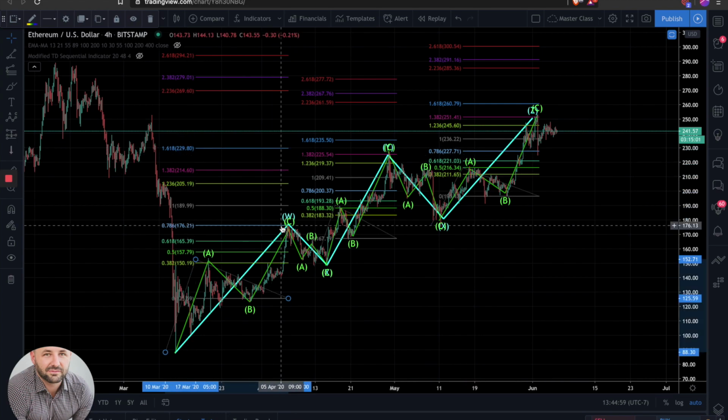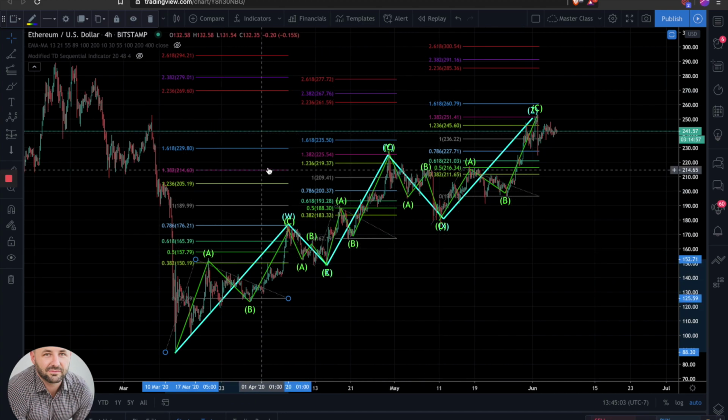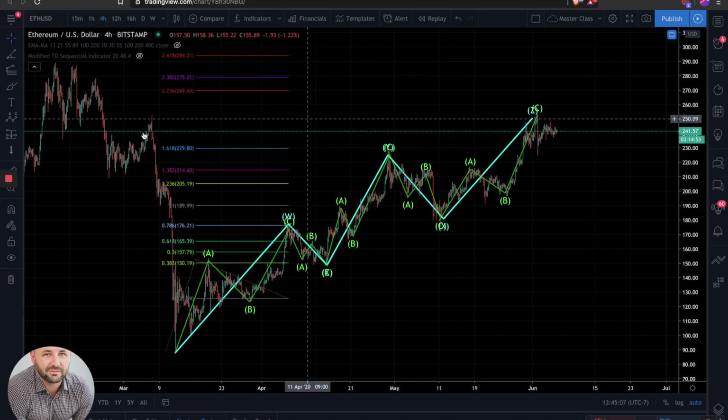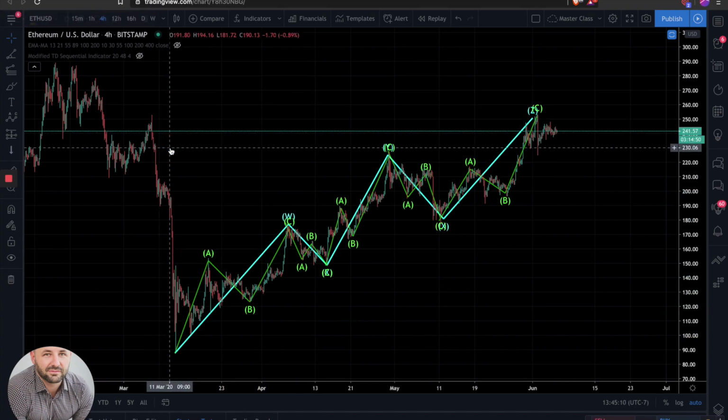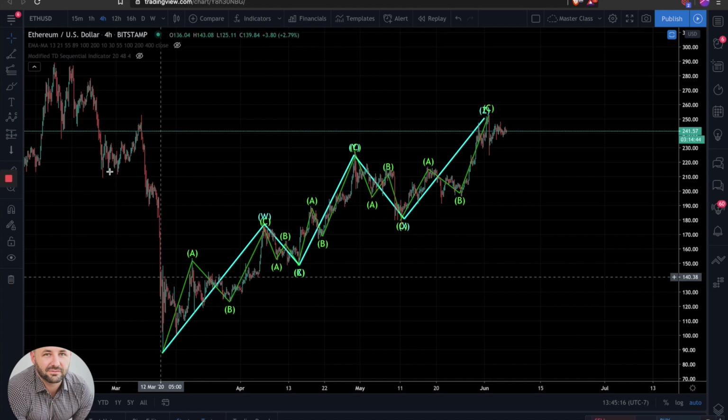When I say triple three, we have obviously three waves, three waves, three waves, and so forth. So it's a corrective move, and it's not impulsive, which means that ultimately we need to come down and correct. And when we correct, in my opinion, it's going to be pretty hard.